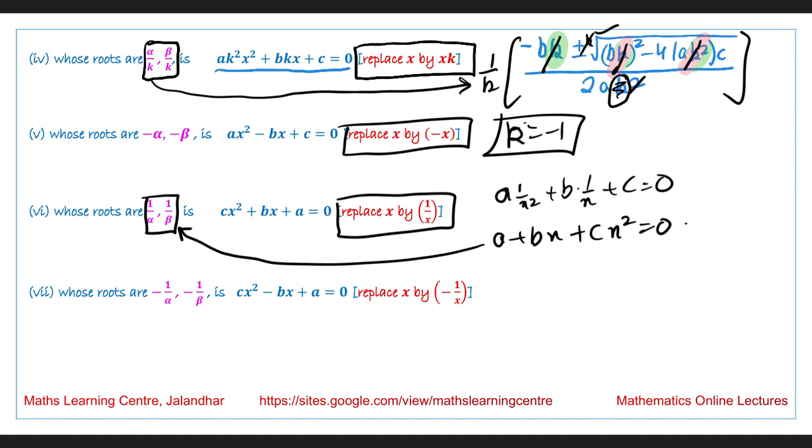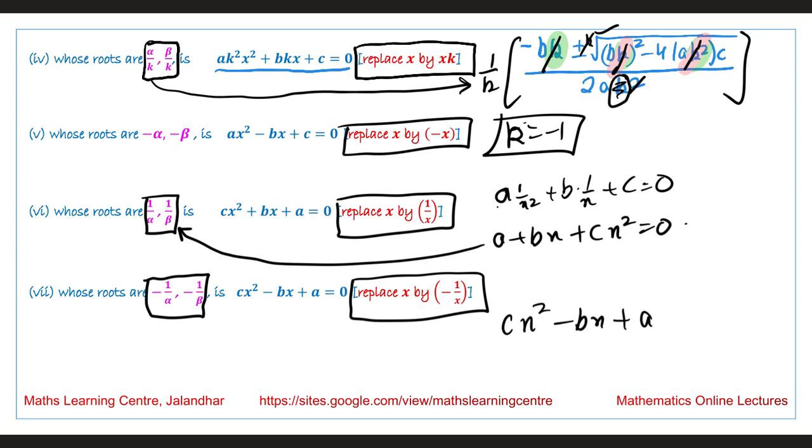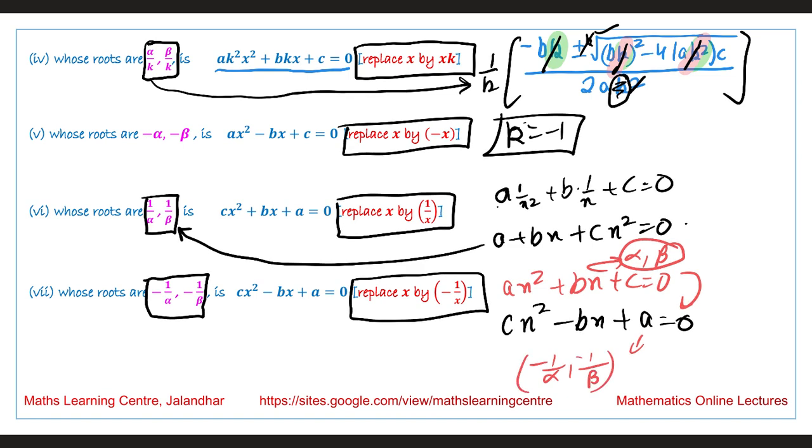Similarly, if we want to find the equation whose roots are minus 1 by alpha and minus 1 by beta, we have to replace x by minus 1 by x. In this case, the equation becomes cx square minus bx plus a is equal to 0. So we are saying the equation ax square plus bx plus c is equal to 0 has roots alpha and beta. Then this equation has the roots minus 1 by alpha and minus 1 by beta.